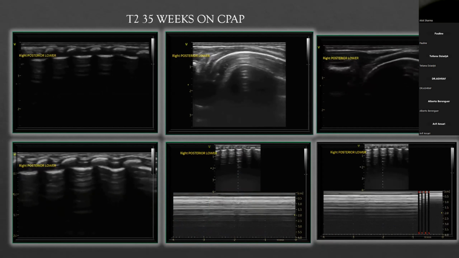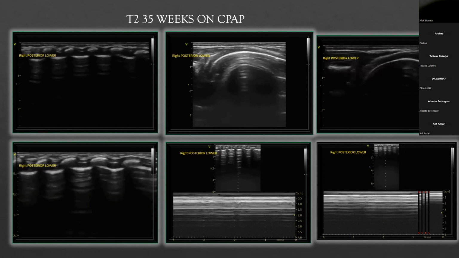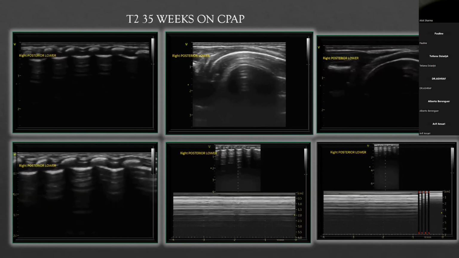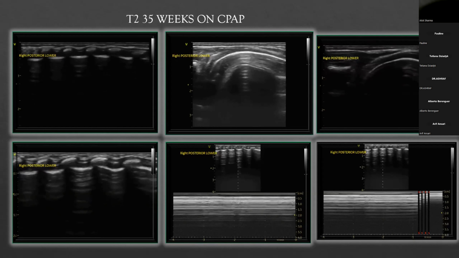Yes, and my decision was made on the M mode. I said that my decision about the sliding was made based on the M mode, because we can see a beautiful barcode sign. You have to be very cautious. Just again, the important thing is we would stick to the protocol.